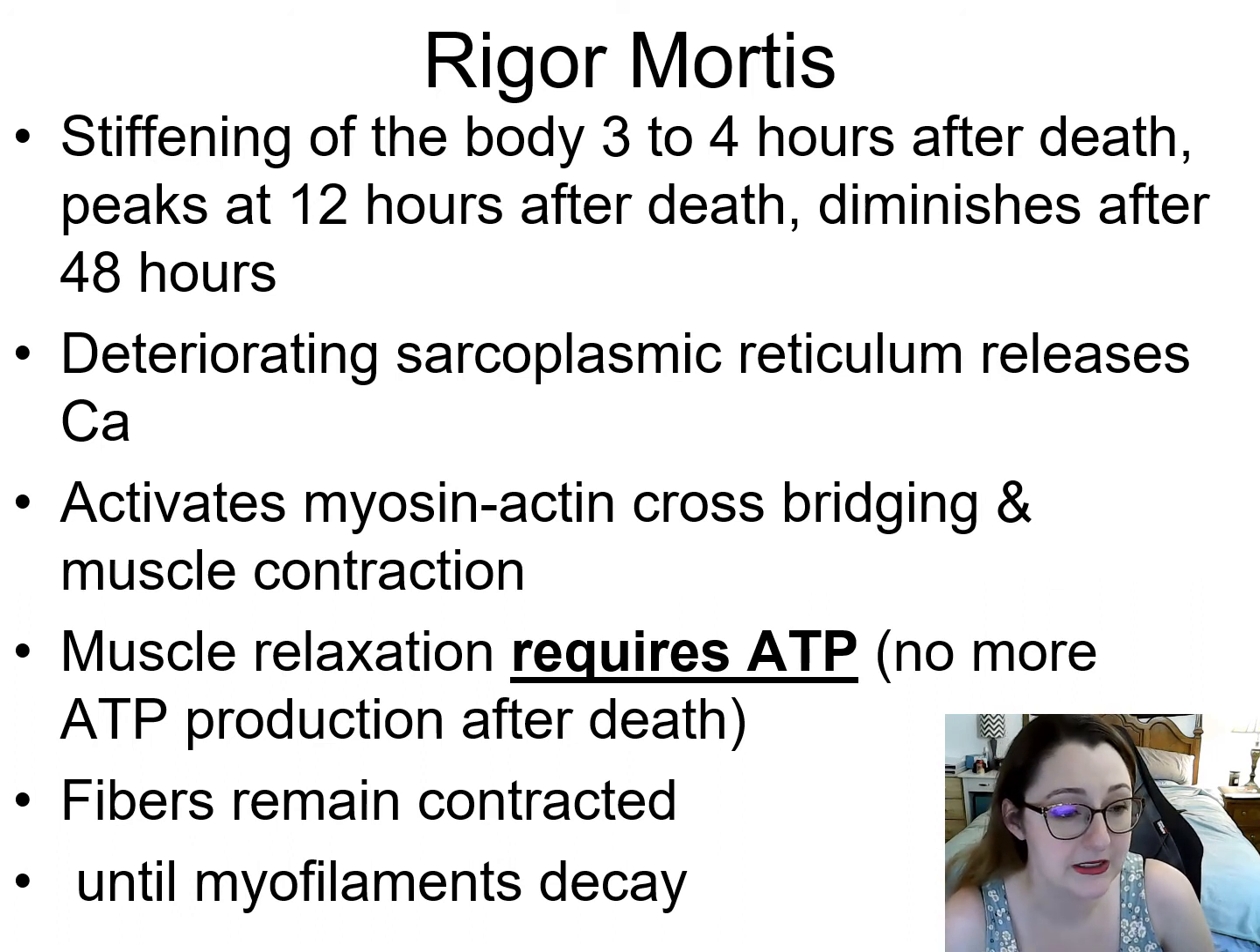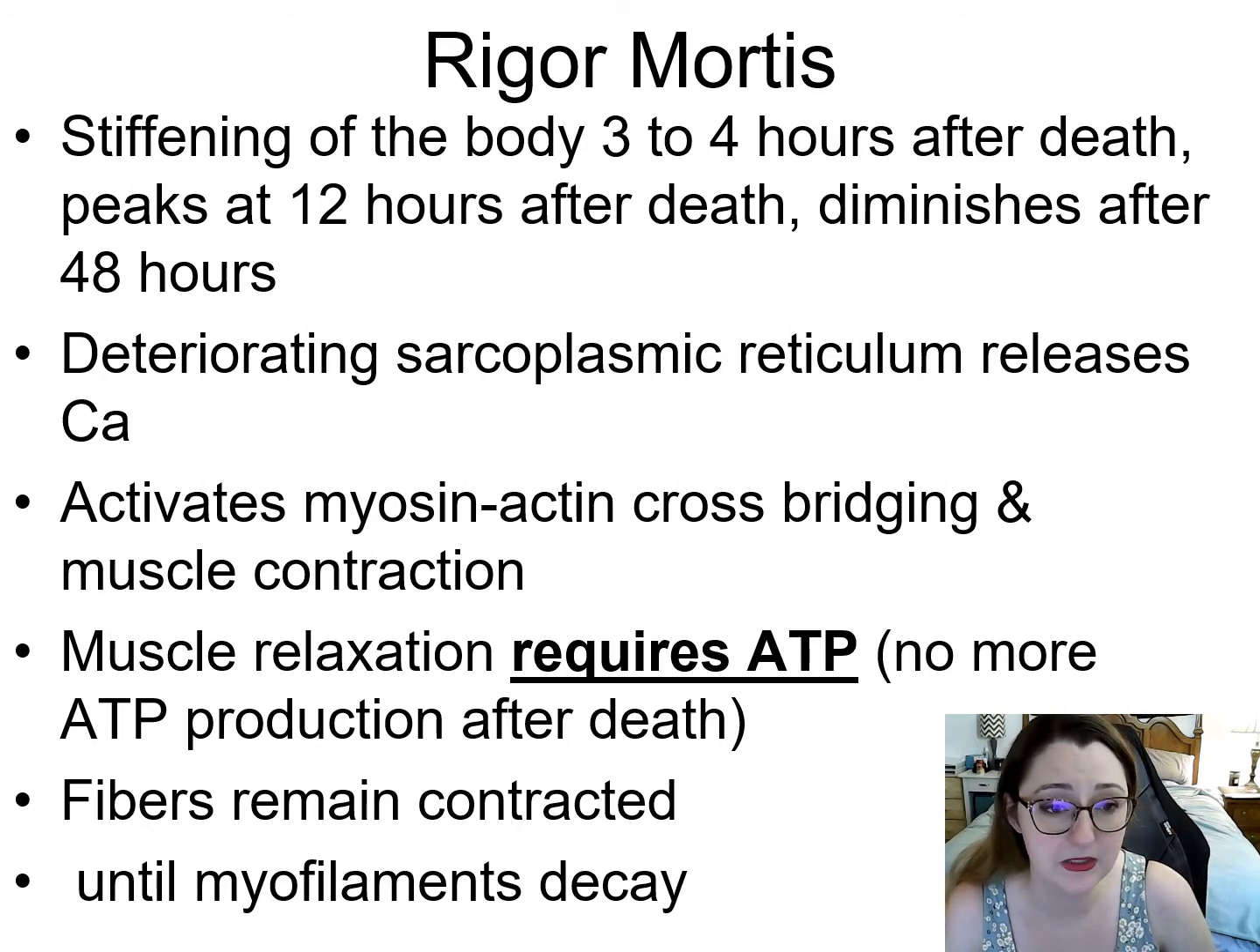So what happens is that the sarcoplasmic reticulum, and if you remember, it's going to have a lot of calcium, as it deteriorates after you die, it's going to release calcium. And remember that calcium is going to lure away our tropomyosin. Remember, our guard dog. Once that tropomyosin has been removed due to that calcium, we're going to have a contraction.